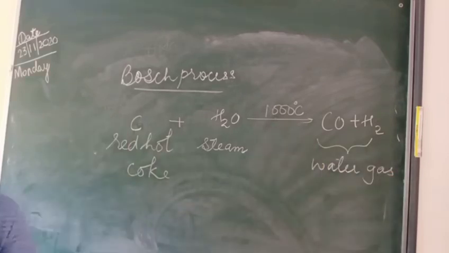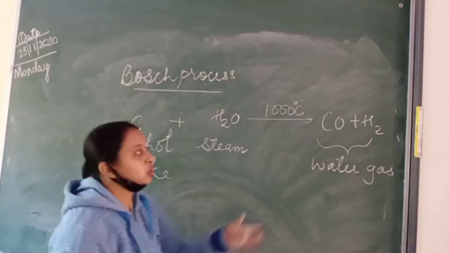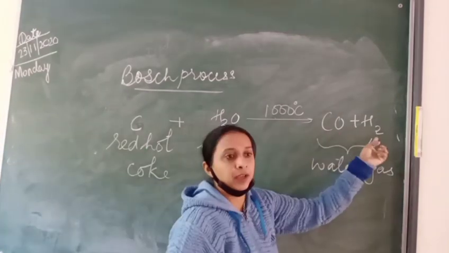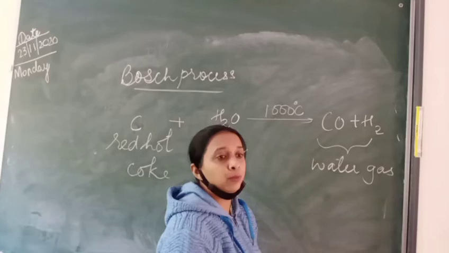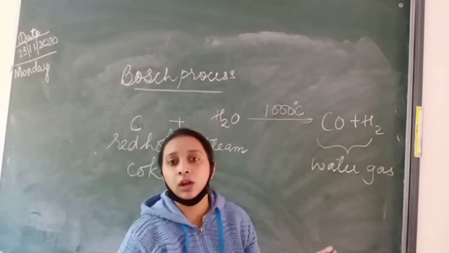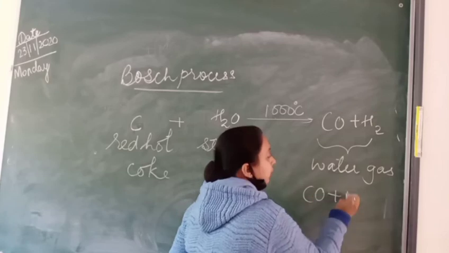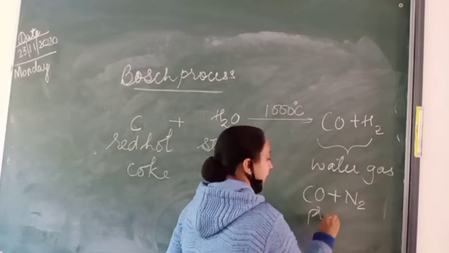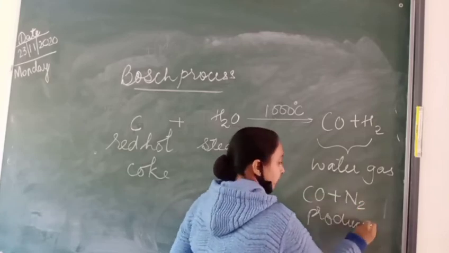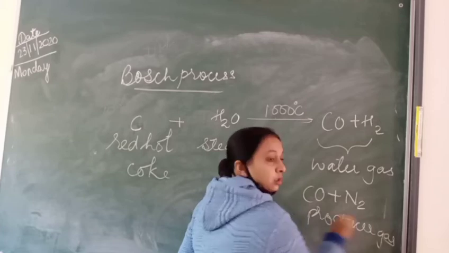Carbon monoxide with hydrogen is known as what? Water gas. And carbon monoxide with nitrogen is known as producer gas. It is known as what? Producer gas. Are you getting? ये producer gas है और ये क्या है? Water gas. So we will concentrate on water gas.